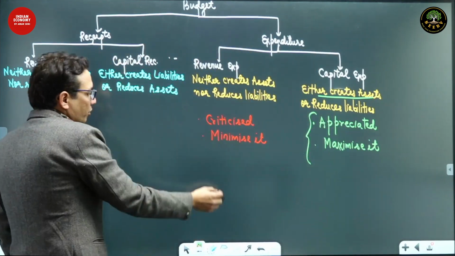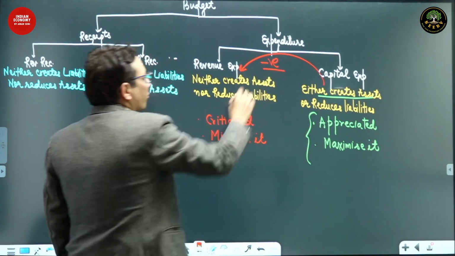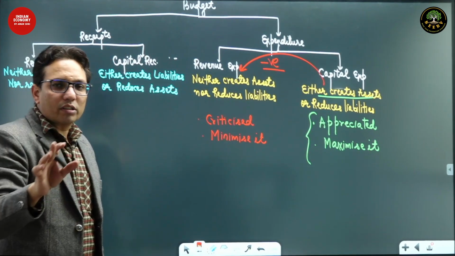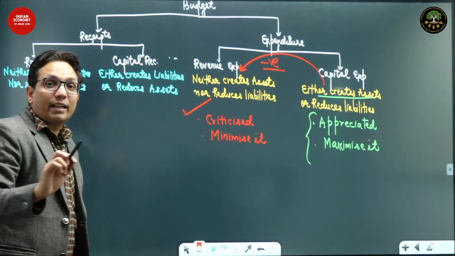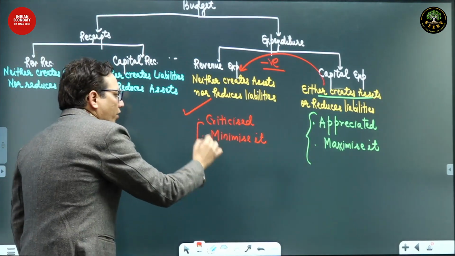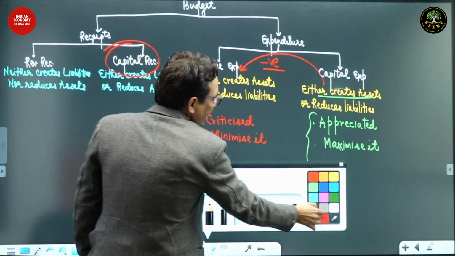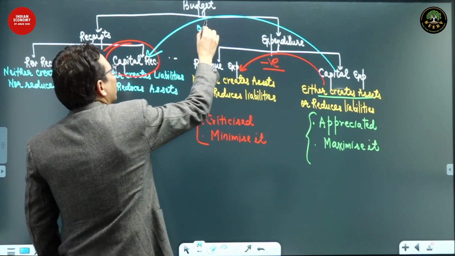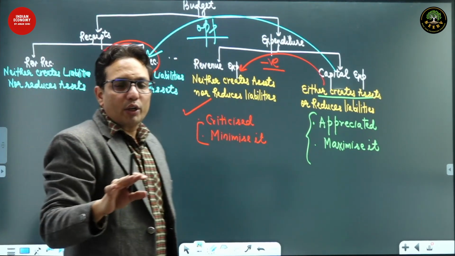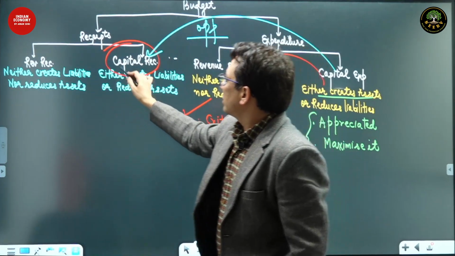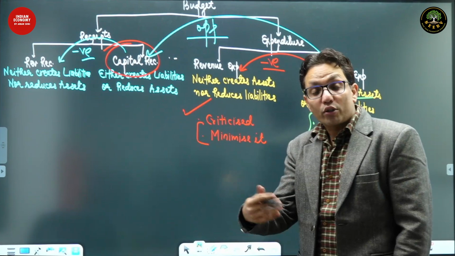And revenue expenditure is the negative of this. Negative means which neither creates assets nor reduces liabilities. Now, as it doesn't create assets, this expenditure is always criticized, and hence the government should try to minimize it. And capital receipts are the opposite of this. Opposite means which either creates liabilities or reduces assets. And similarly, what are revenue receipts? It is the negative of this, which neither creates liabilities nor reduces assets.